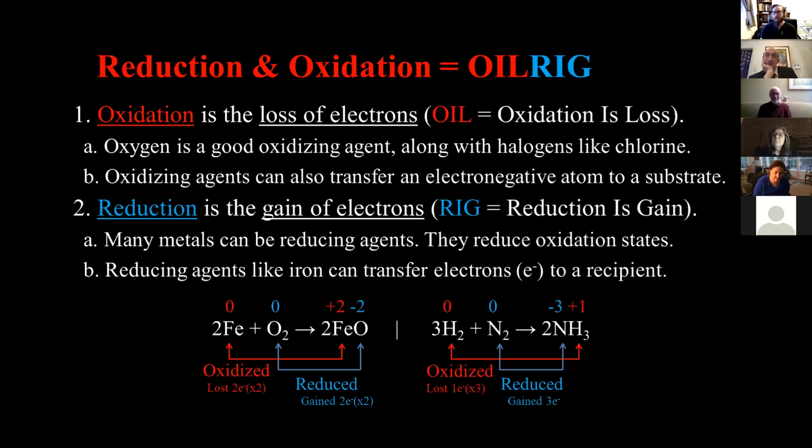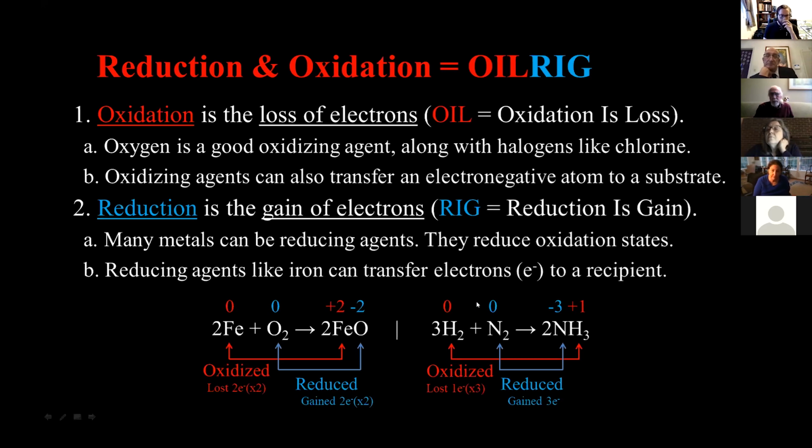So this is where it gets kind of confusing for a lot of people because gaining something is called reduction, which always throws people off. Just remember reduction is gain. Gaining electrons is reduction. What's being reduced? The oxidation state. So the oxidation number is being reduced. So it's going from either 0 to a negative or +3 to +2. That's a reduction. So it's easy as long as you remember oil rig.